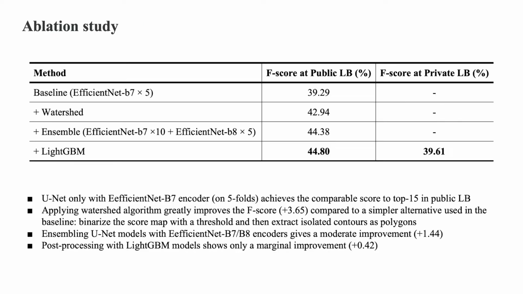This table shows the results of ablation study. The U-Net only with EfficientNet B7 encoder achieves the comparable score to top 15 in public leaderboard. Applying watershed algorithm greatly improves the score compared to a simpler alternative used in the baseline. Ensembling U-Net models gives a moderate improvement. Post-processing with LightGBM models shows only a marginal improvement.